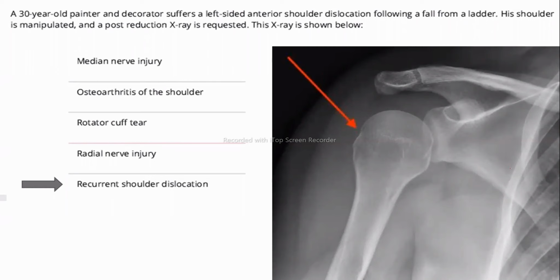Recurrent shoulder dislocation. Yes, why? Which lesion? Because of Hill-Sachs lesion. This lesion can cause recurrent shoulder dislocation. Yes, excellent.